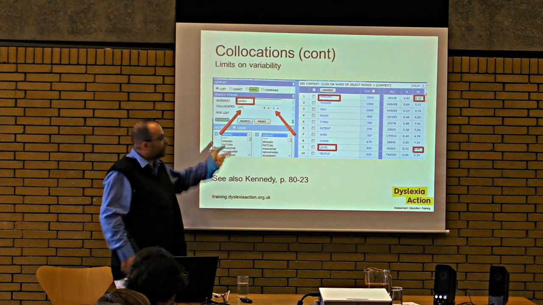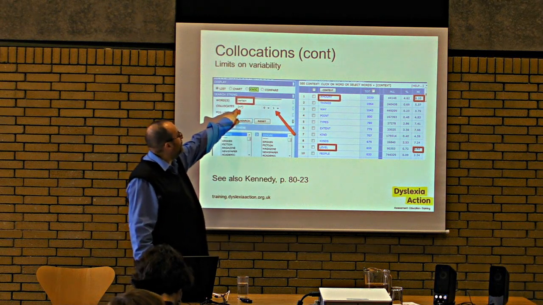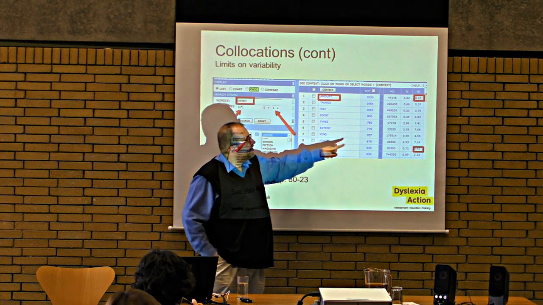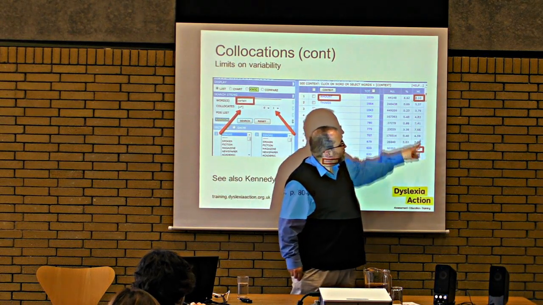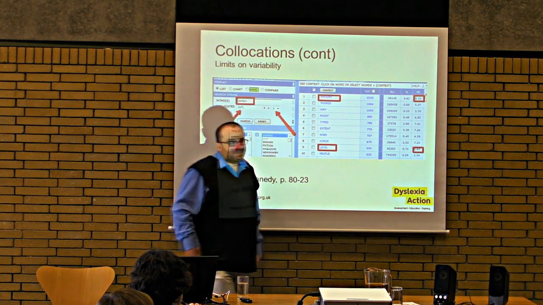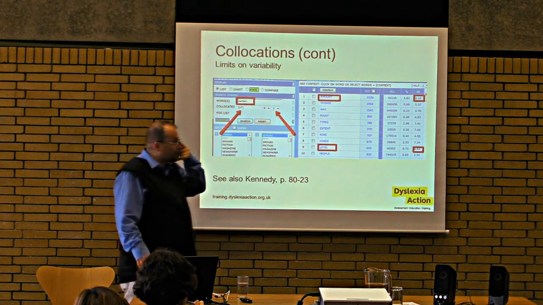The same thing goes for certain. So when you have certain followed by a noun, certain amount, certain level, these little numbers show you how high the collocability is, and the higher the number, the better. Anything over five, or over four, I think, is good.